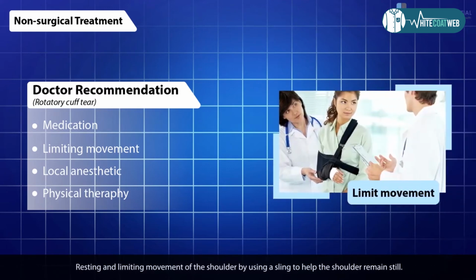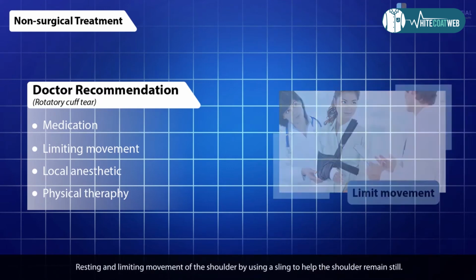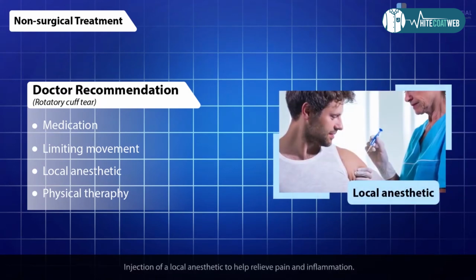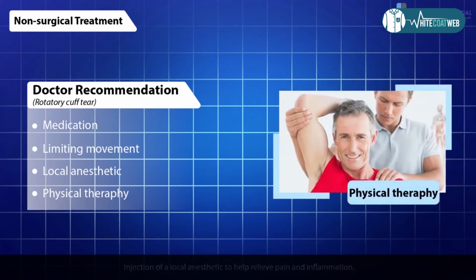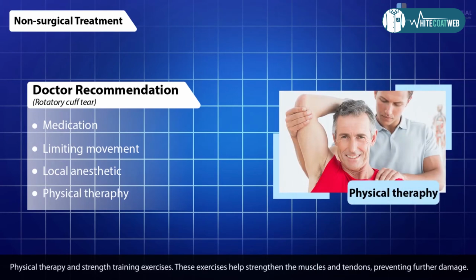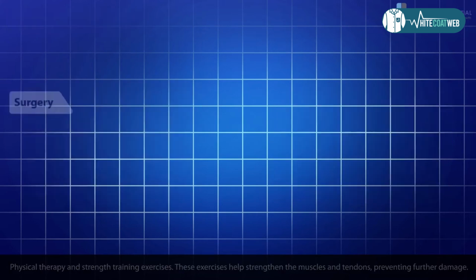Resting and limiting movement of the shoulder by using a sling to help the shoulder remain still. Injection of a local anesthetic to help relieve pain and inflammation. Physical therapy and strength training exercises. These exercises help strengthen the muscles and tendons, preventing further damage.